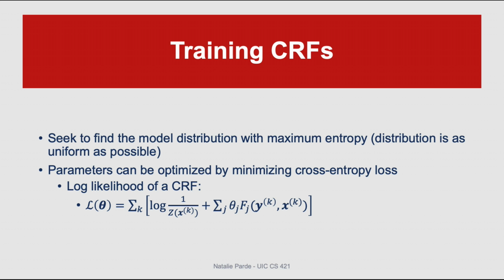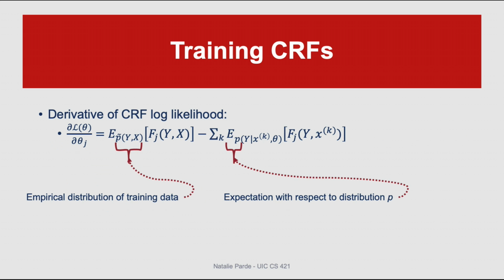To train the parameters of a CRF, you can minimize the cross-entropy loss, just like we saw with logistic regression. The log likelihood for the CRF equation we just saw is here. We would need to take the derivative of that in order to find the gradient, so I have conveniently provided that derivative here. You end up needing to find the expectations of your different feature functions.